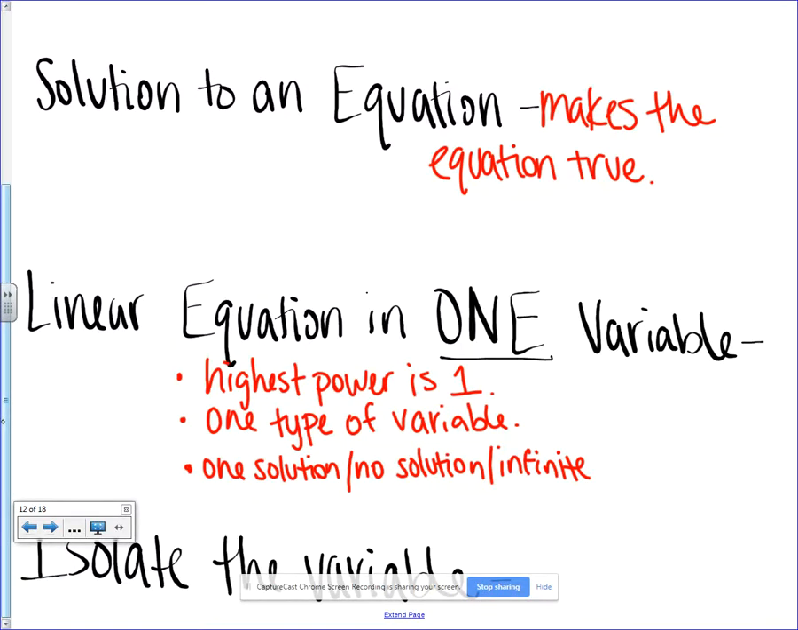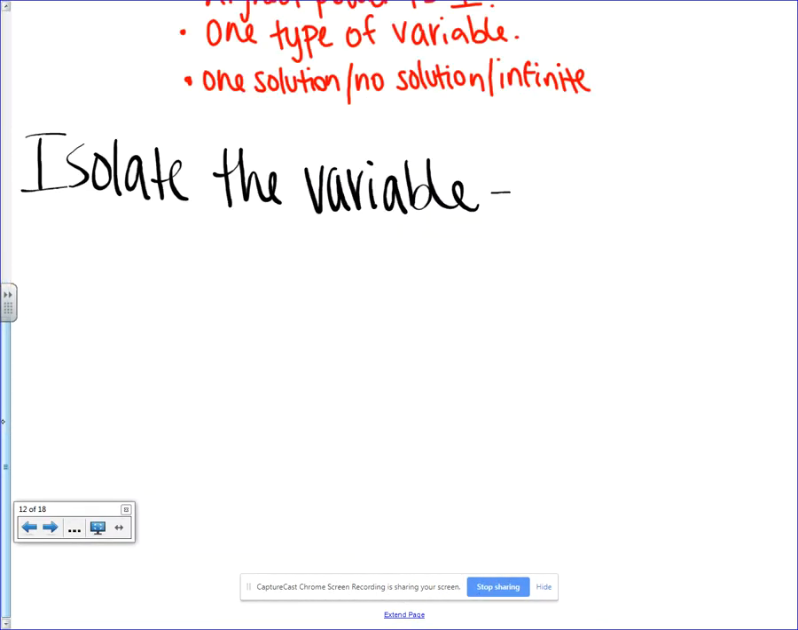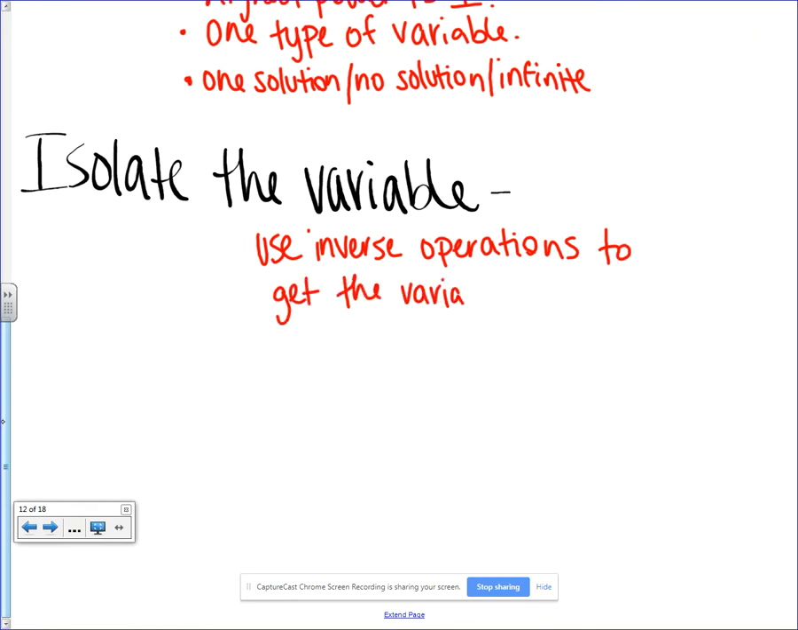In order to solve these things, you have to isolate the variable. And this should not be anything new to you. You probably did it last year in pre-algebra, but just in case, isolating the variable means you need to use inverse operations. Inverse operations just mean opposite operations. So, for example, adding and subtracting are inverses, multiplying and dividing are inverses. And you're going to use inverse operations to get the variable alone. And when you do that, you will then know the solution for the equation.